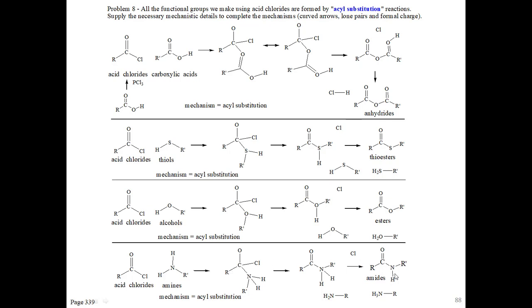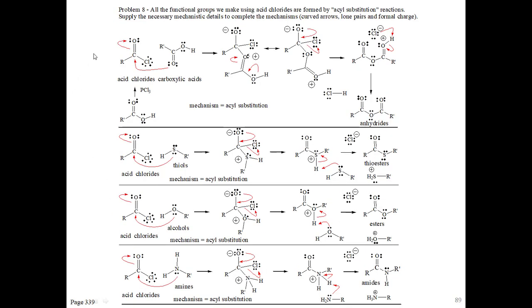So we didn't have a way of making amides, but we do now. We didn't have a way of making thioesters, but we do now. We didn't have a way of making anhydrides, but we do now. We had a way of making esters, but now we've got another way, and they all come from the acid chloride. Okay, so here's all your steps.